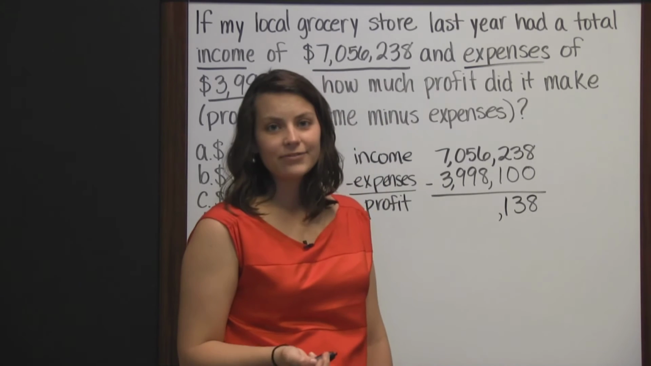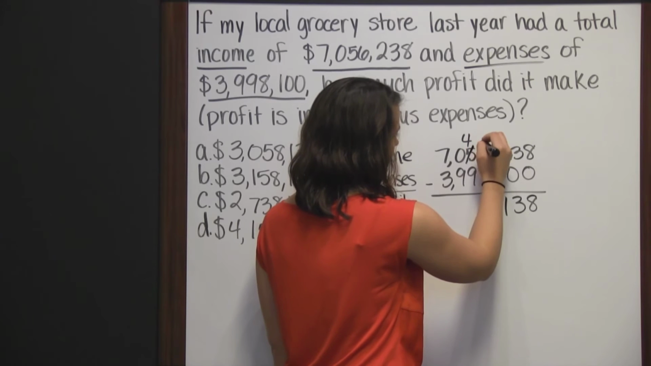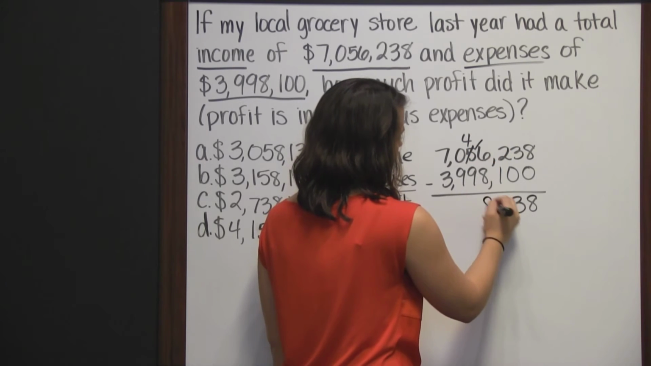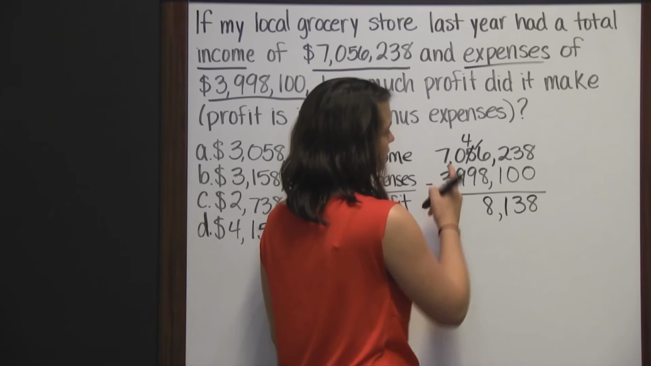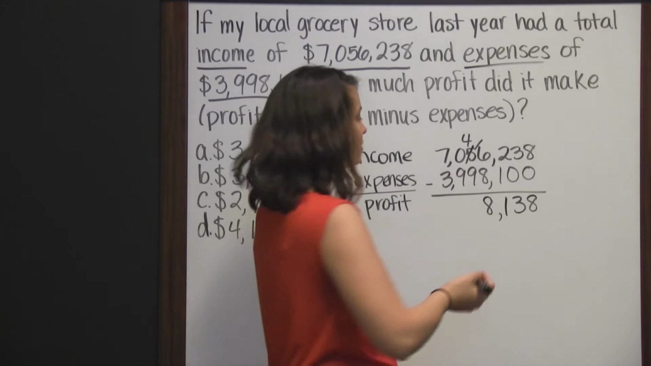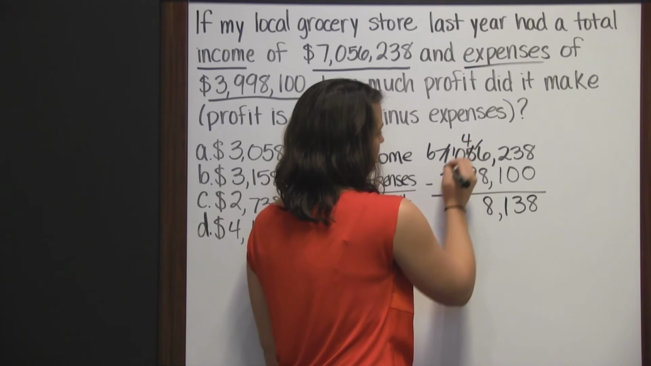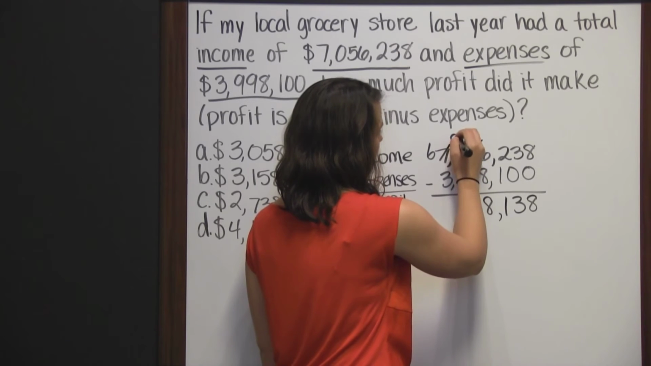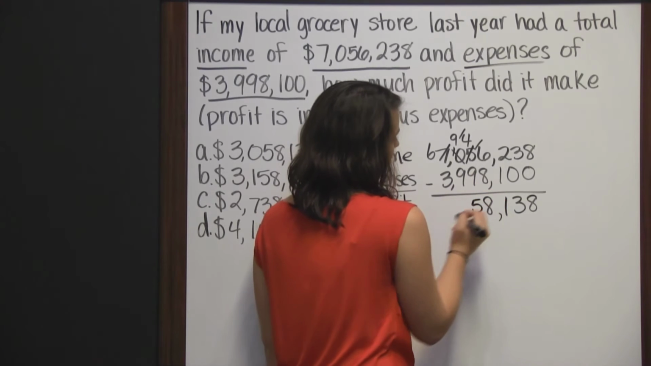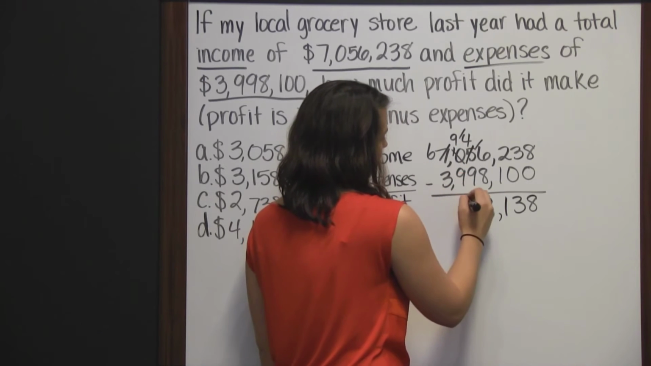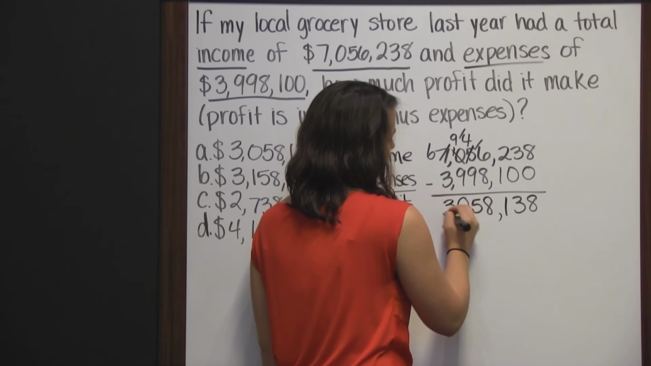And I can't take 8 from 6, so I'm going to need to borrow from the 5. It becomes a 4. So 16 minus 8 is 8. And I can't take 9 from 4. But I also can't borrow from the 0. It can't get any lower. So I'm going to borrow from the 7. It becomes a 6. And this is a 10. But I borrow from it. It becomes a 9. So I have 14 minus 9, which is 5. 9 minus 9 is 0. And 6 minus 3 is 3.